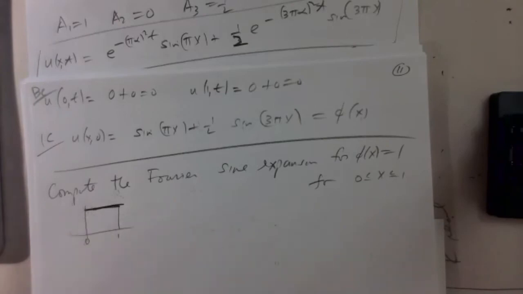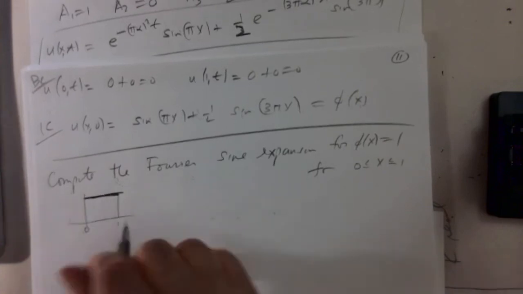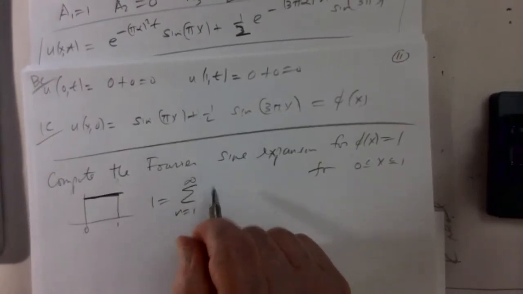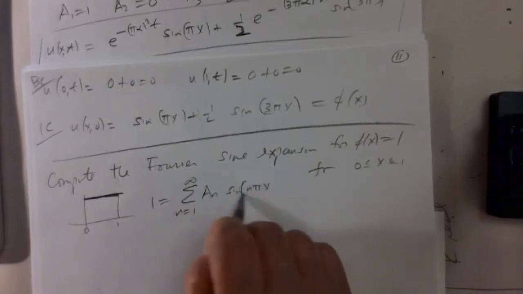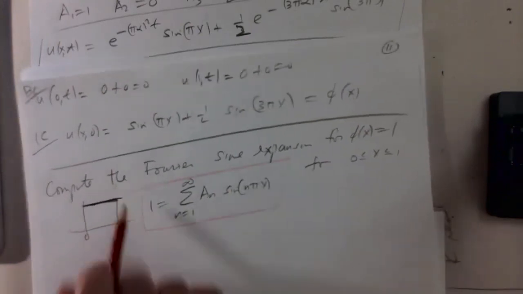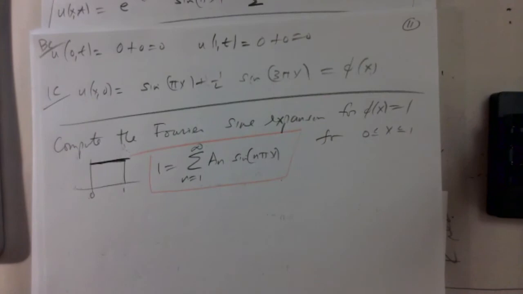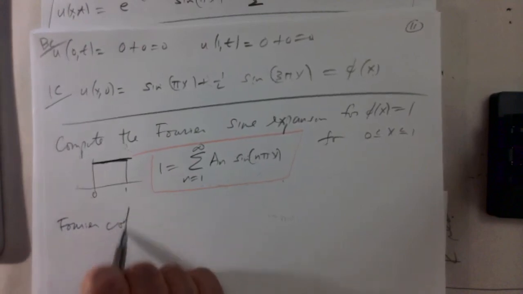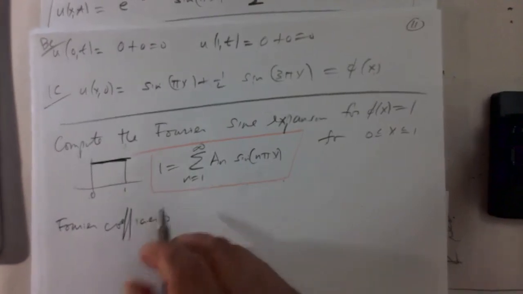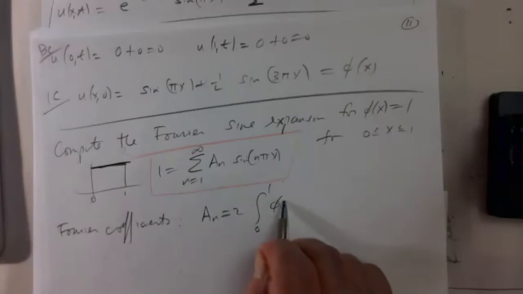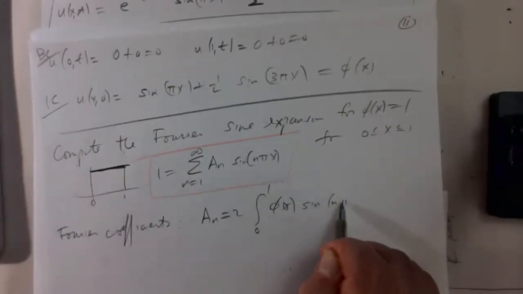So this is the graph of the function, just the constant function 1. So we want to write 1 as the summation, n goes from 1 to infinity, a sub n sine n pi x. Well, how do we do that? Well, we have a formula for the Fourier coefficients. For the Fourier coefficients, a sub n is 2 times the integral from 0 to 1 of phi of x sine of n pi x.